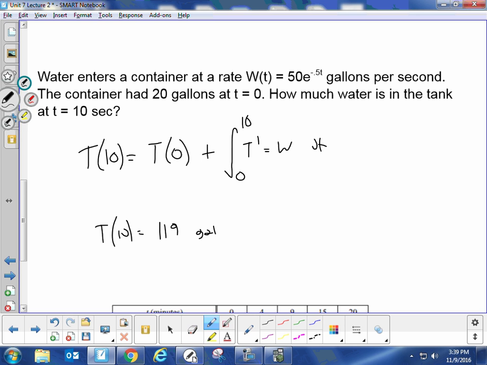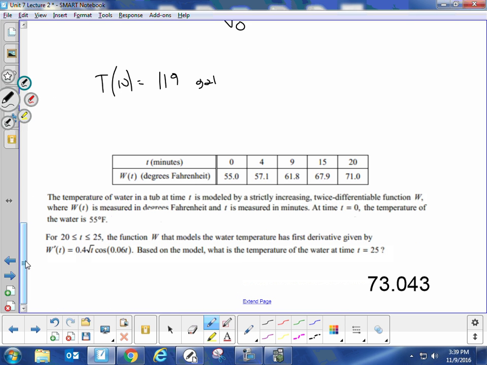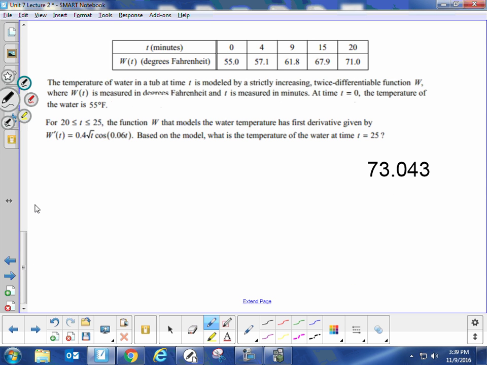All right, last problem, and then we're done. I'm giving you the answer. Let's see if we can get this answer on our calculator. Go.